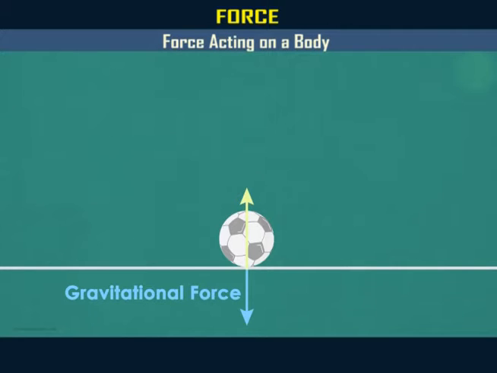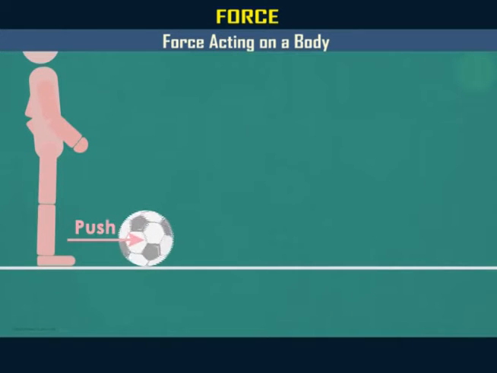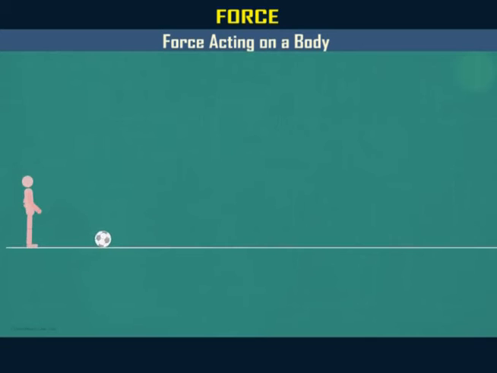We call it the normal force. Because these two forces are balanced, they do not change the position of the object. We say the net force acting on the ball is zero. For the object to move, there has to be a net force. When the ball was kicked, it started moving, and that is because there was another force applied that distorted the balance.